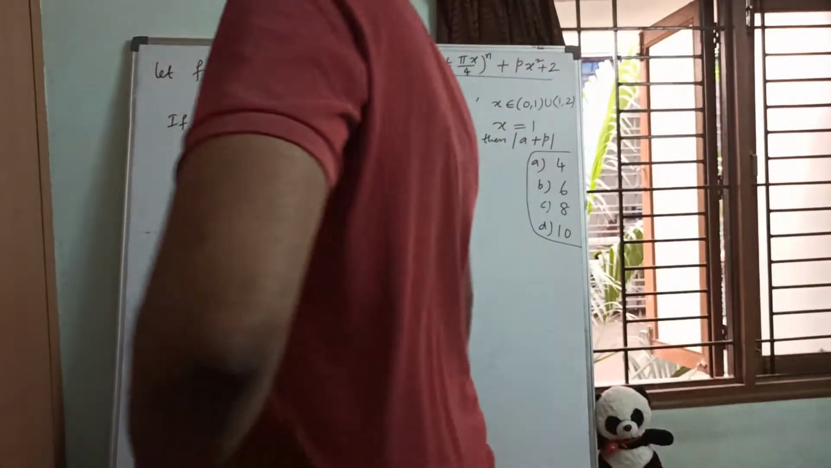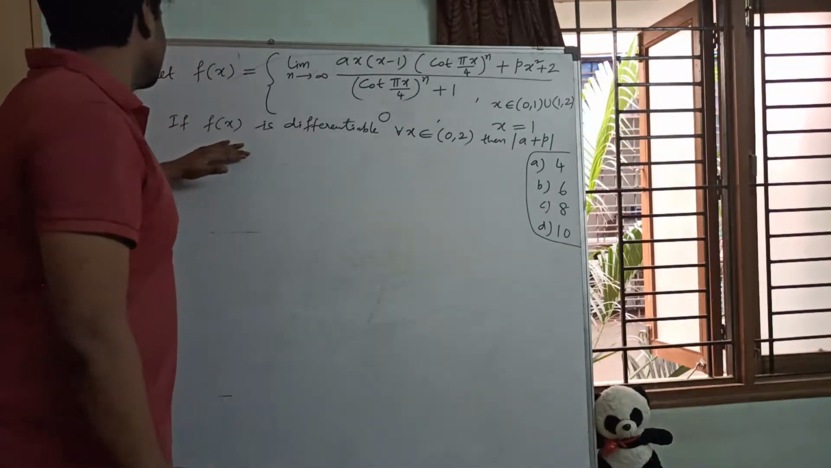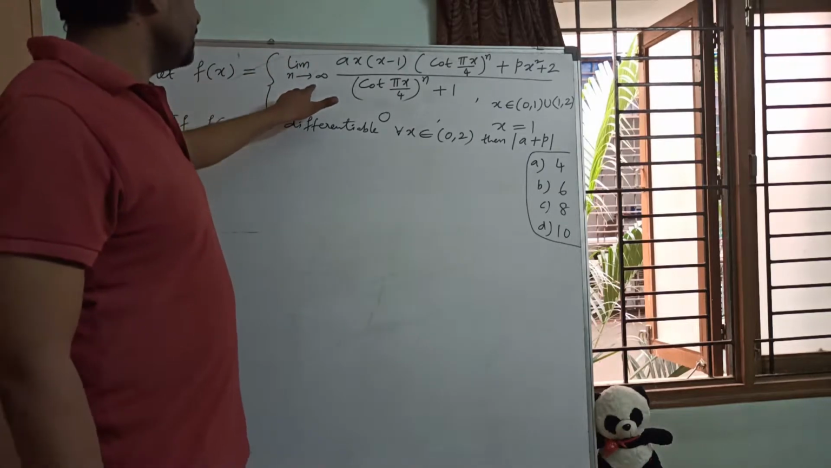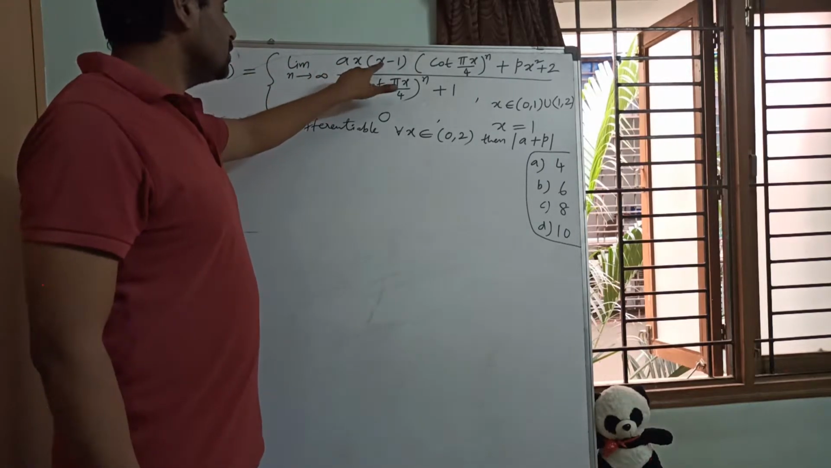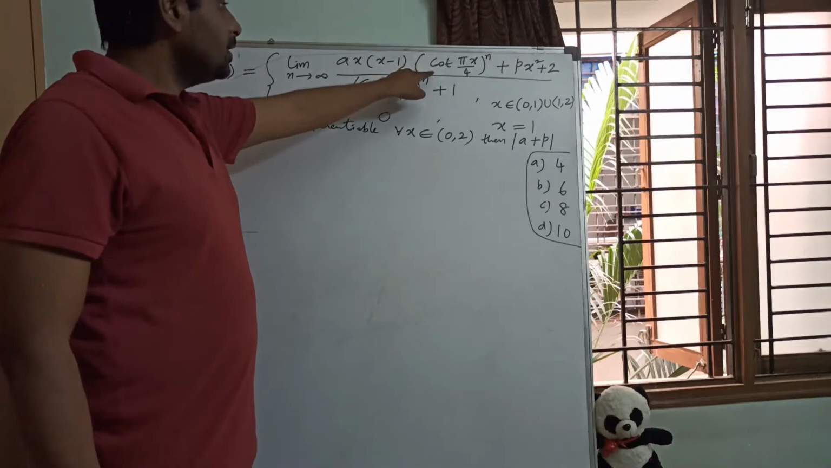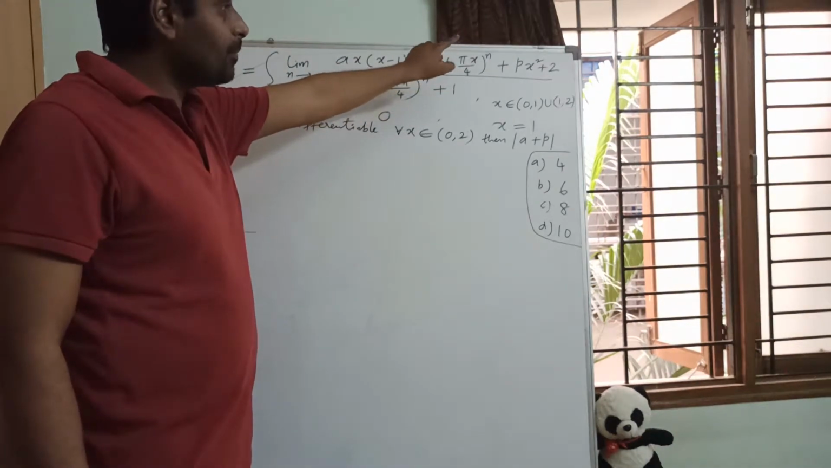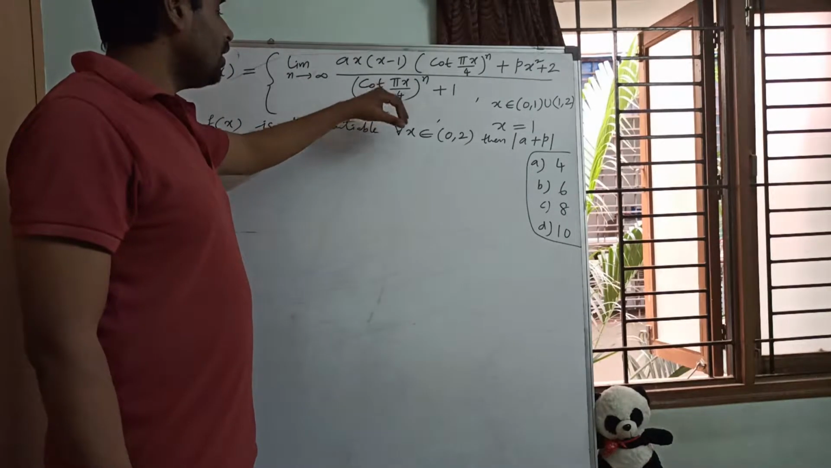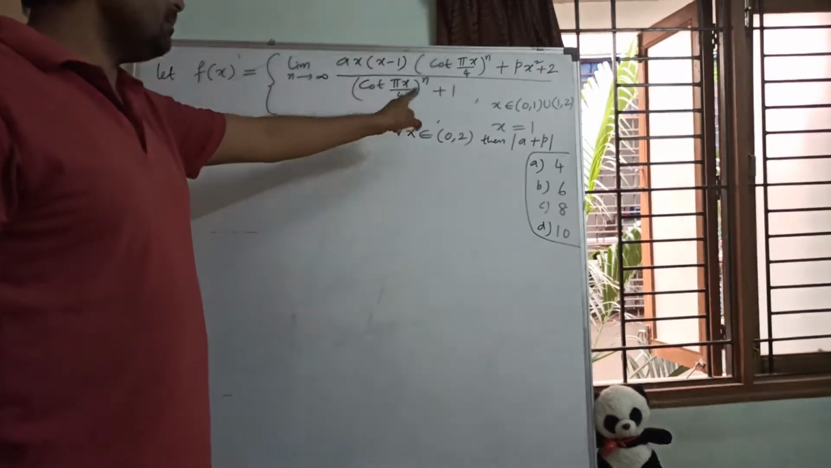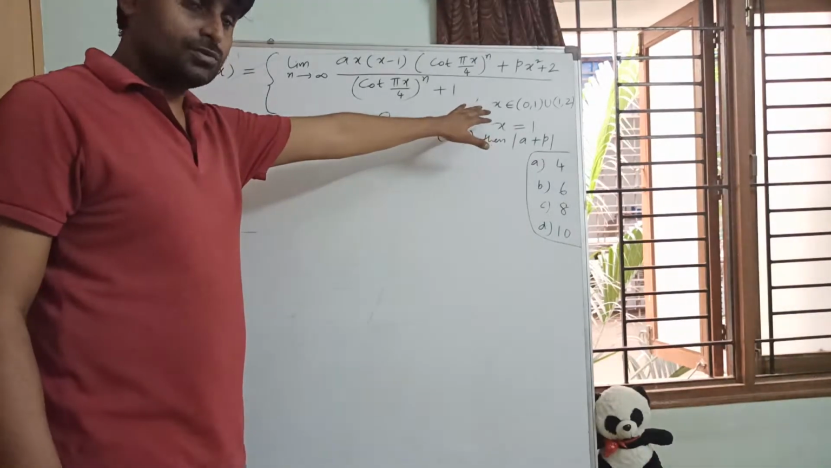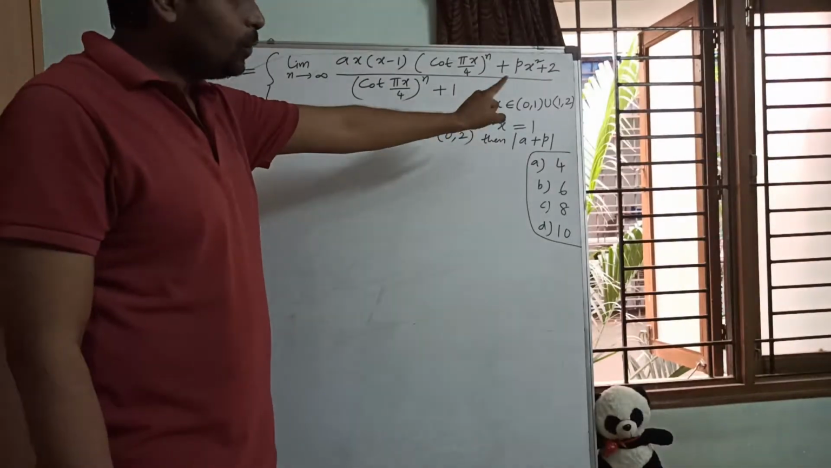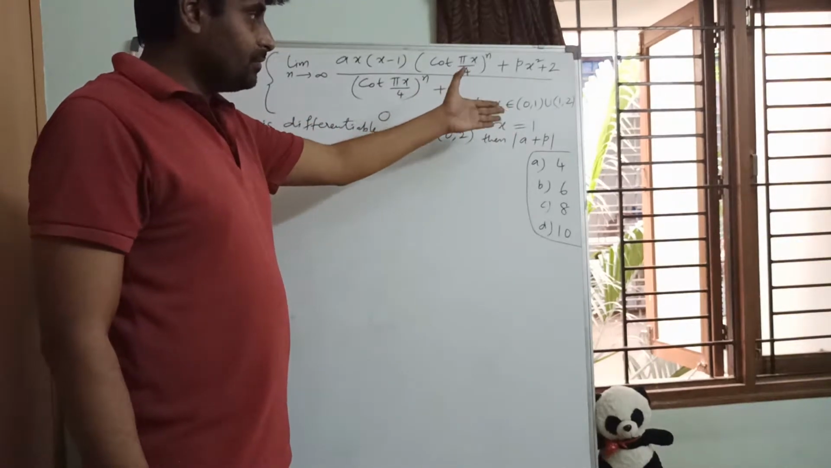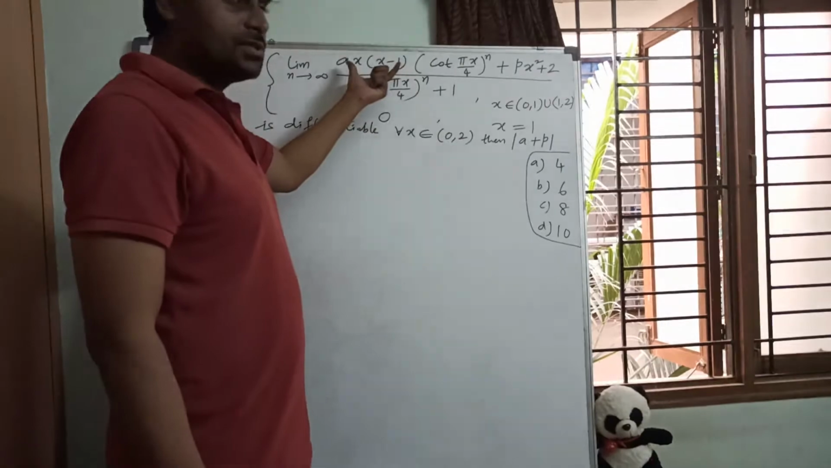Now see here, this question is important. It's a nice question. F of x equals limit n tends to infinity of ax into x minus 1 into cot pi x by 4 whole power n plus px square plus 2 by cot pi x by 4 whole power n plus 1, for x belongs to 0, 1 union 1, 2. Means obviously we are going to check 1 below and 1 above. From 0 to 1 it is continuous only, obviously.